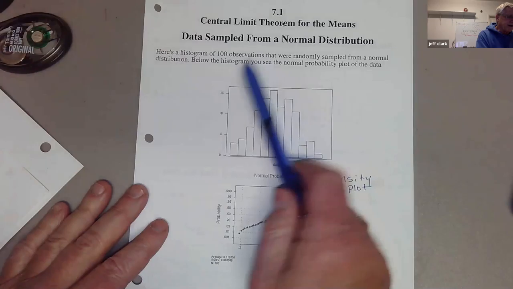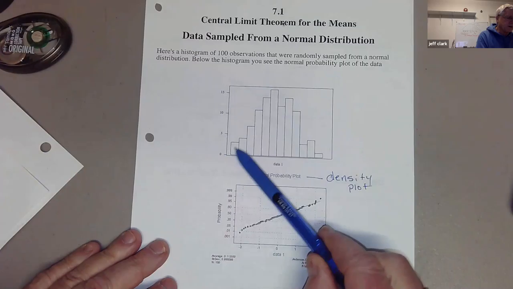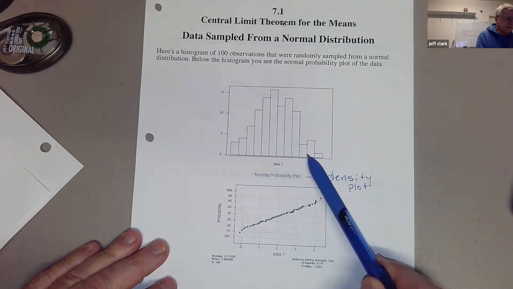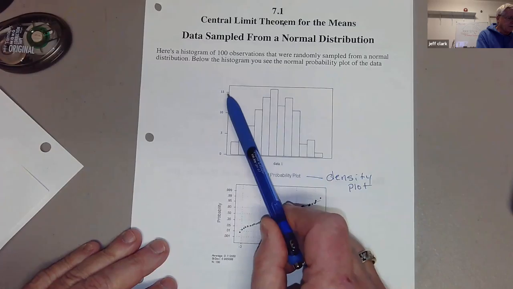This is 100 observations randomly sampled from a normal distribution. And if you see, it's approximately normal. What do we got? 1, 2, 3, 4, 5, 6, 7, 8, 9, 10, 11, 12 bars, and they're all the same width. And there's a bunch of people in here. Total, there's 15 here. Total, 100 altogether.